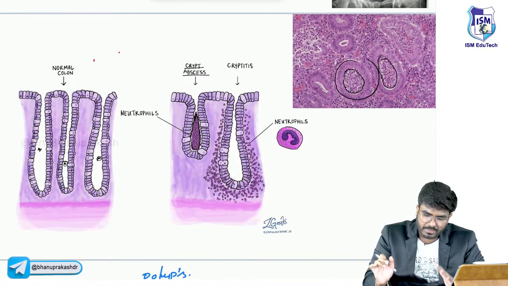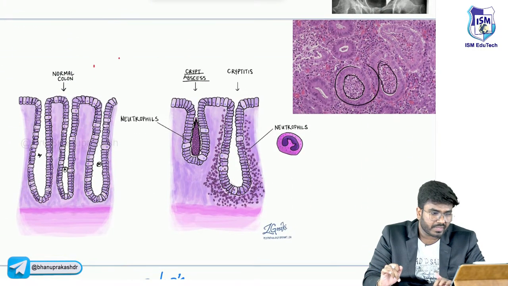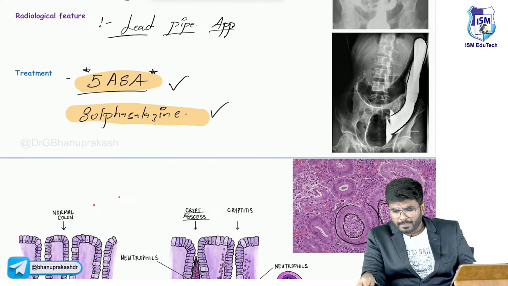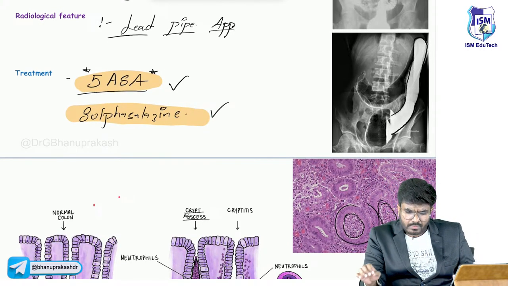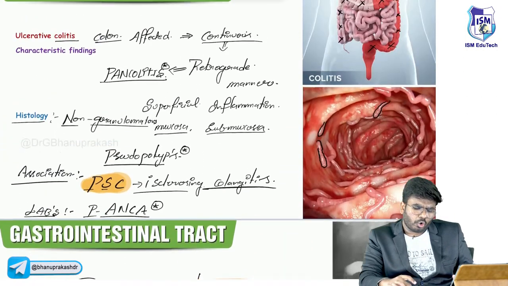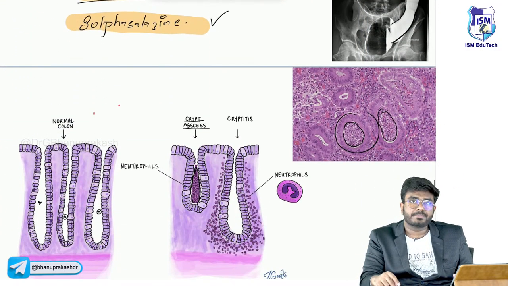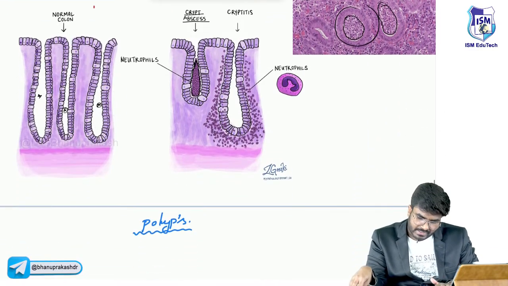Okay, so for a histology image based question, crypt abscess is going to be seen, sir. Now let me ask you one more thing, sir. Association: Crohn's disease is associated with what? Crohn's disease is associated with primary sclerosing cholangitis. Now this ulcerative colitis, it is associated with, any idea guys?